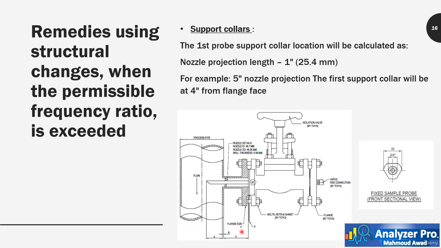The first support collar location will be the nozzle projection length minus 1 inch. Example: for a 5-inch nozzle projection, the first support collar will be at 4 inches from the flange face.